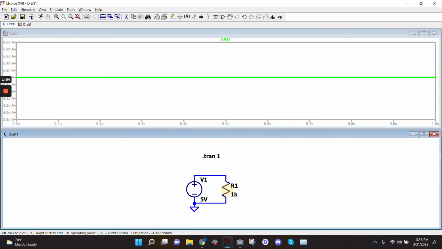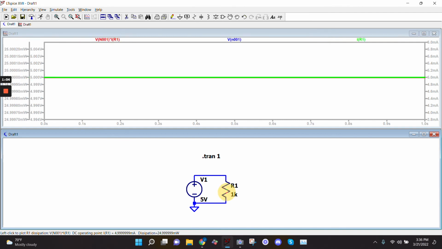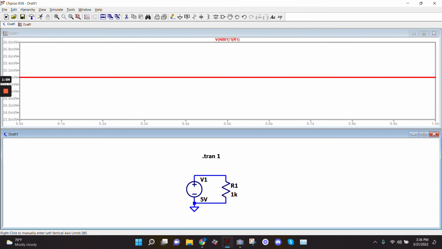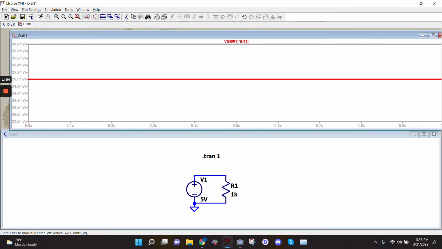You can see that if I click this, I get the current. You can't see it, but it's 5 milliamps. The voltage here is 5 volts. And then if I want the power, I alt-click. You see how that little thermometer pops up? So I get 25 milliwatts, like I said. So that's all you have to do.